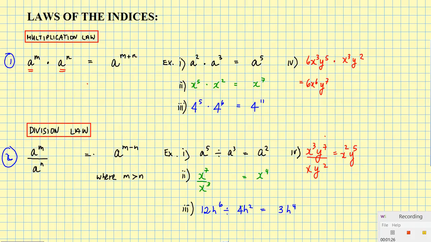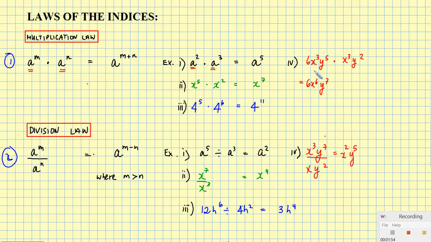An example would be if I had a squared times a cubed. Because I have the same base here and they are multiplied, that means that I'm going to add together the exponents, so that 2 plus 3 gives me 5. If I have x to the 5th times x squared, then 5 plus 2 will go to 7. And if I have 4 to the 5th times 4 to the 6th, it's like me saying 4 to the 5 plus 6, which gives me 11.